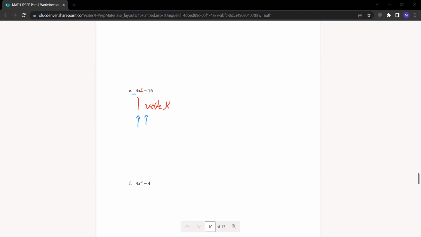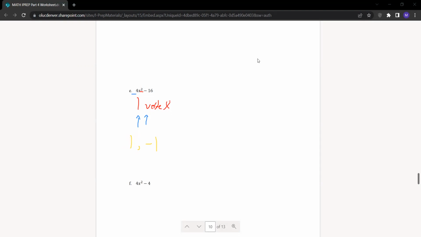oh sorry, that's not what that means. 1 vertex just means it's a parabola. I'm so sorry. Our x-intercepts are 1 and -1, which tells us it doesn't bounce. It goes through, right? Because we have 2 x-intercepts. If we only had 1, then it would bounce. But we have 2, so it'll go through.